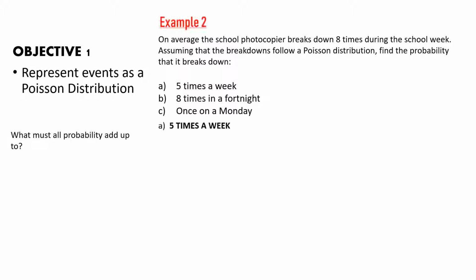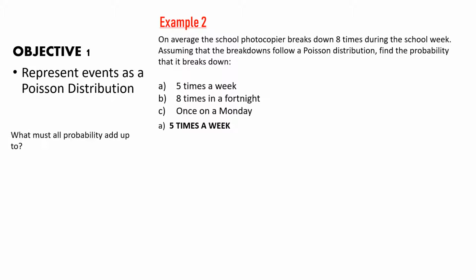Second example. On average, the school photocopier breaks down 8 times during the school week. Assuming that the breakdowns follow a Poisson distribution, find the probability that it breaks down 5 times a week, 8 times a fortnight, once on a Monday. Now, in each of these questions, the time scale is going to change.